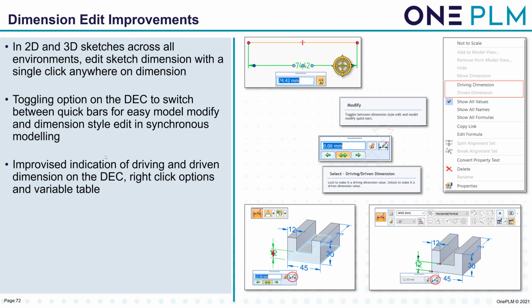In 2D and 3D sketches across all environments, edit sketch dimensions with a single click anywhere on the dimension. Toggling the dimension switches between quick bars for easy model modify and dimension style edit in synchronous modeling. We can see that little icon under modify here. So this switches depending on what we're doing. Are we changing the dimension or are we changing the dimension style? It just improves those options so we can decide exactly what we're going to be editing, the dimension value. It means we haven't got to click in exactly the right place. We just click on the entire dimension, the connect lines or the actual text on there.